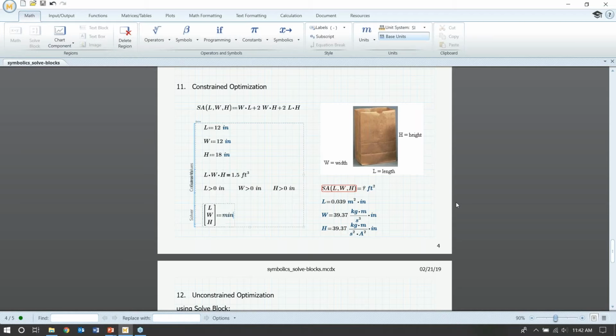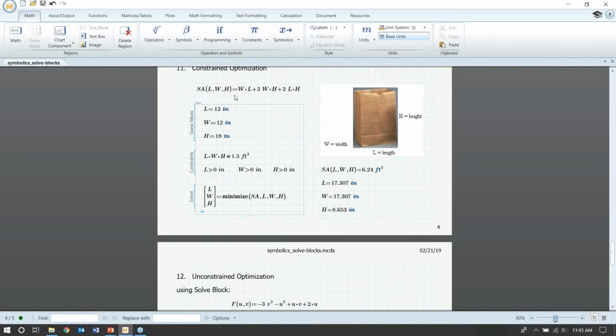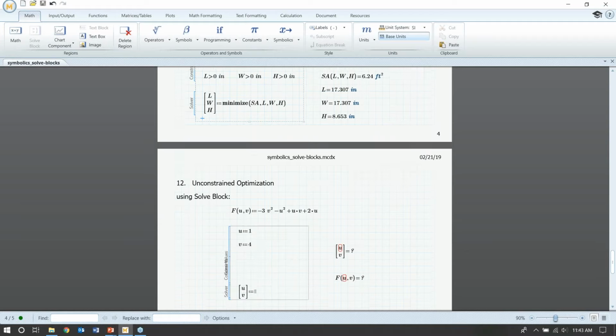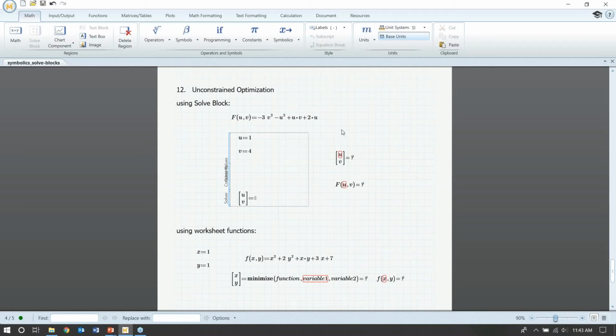In order to solve this, we're going to use minimize, and we're going to provide the function SA, and then we're going to provide our 3 variables, L, W, and H. And from there, Mathcad just solves it for you. We get our surface area minimized at 6.24 feet squared, and then these are the length, width, and height values for our paper bag. As you can see, they're not really close to our guess values, so there is some room for error in guessing a value. So this is very handy to do if you have some kind of equation. It doesn't have to be surface area, it can be pretty much anything, and if you want to minimize that and you have the right guess values and constraints, then a solve block can take that away and make your life a little bit easier.